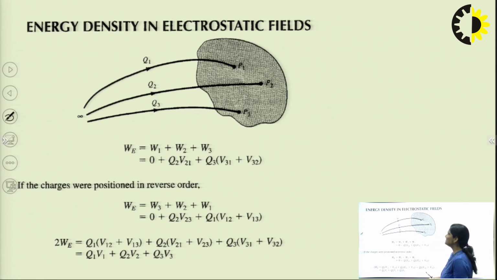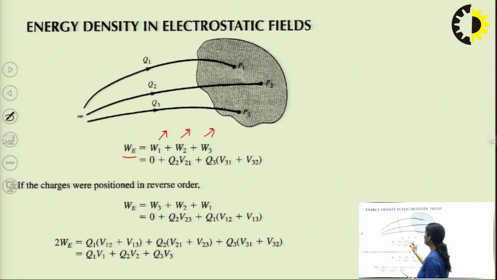Now here, energy density in electrostatic field, you have to find out work done, that is represented by WE. So here charges are Q1, Q2, Q3. So find out W1, W2 and W3. So put the value here for W1, W2, W3 in the form of QV, as we have done earlier, that is how to find out the work done for the field.